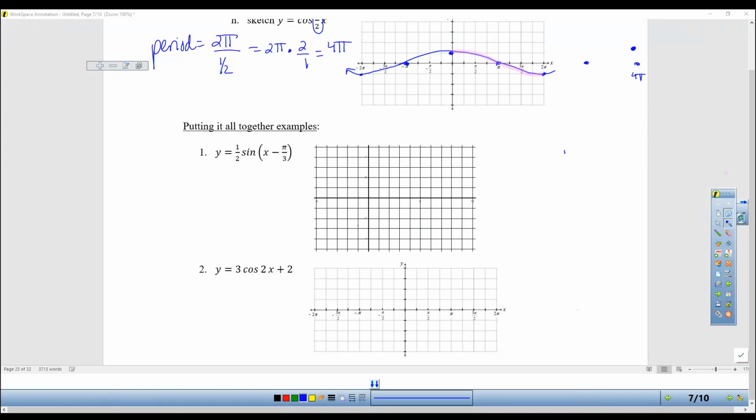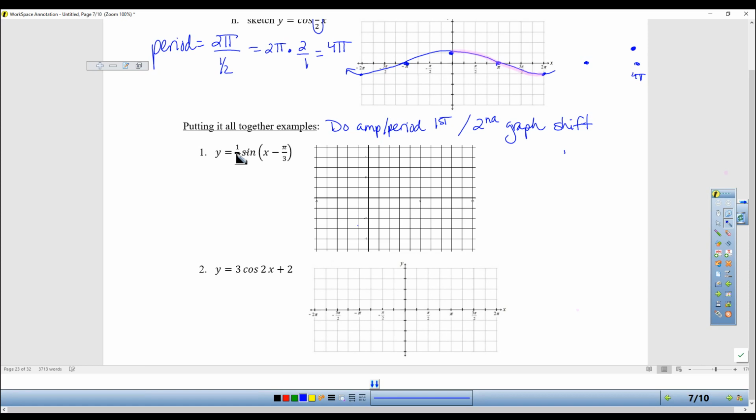So my advice is to do amplitude and period first. And then I would do a second graph with the shift. That's how I do it. We'll do it two different ways, but that's just how I was taught, so it's how I tend to do it.